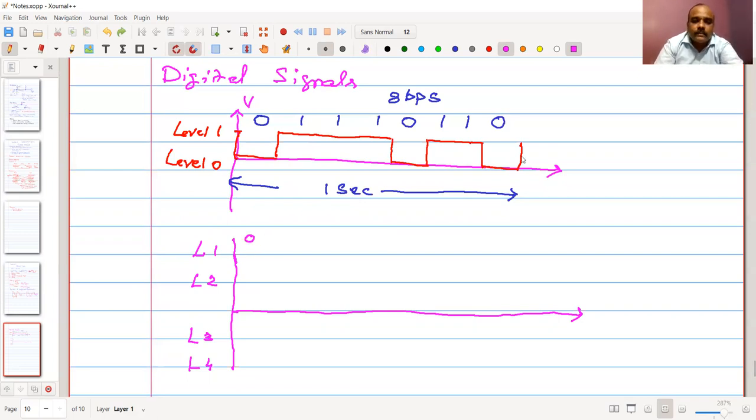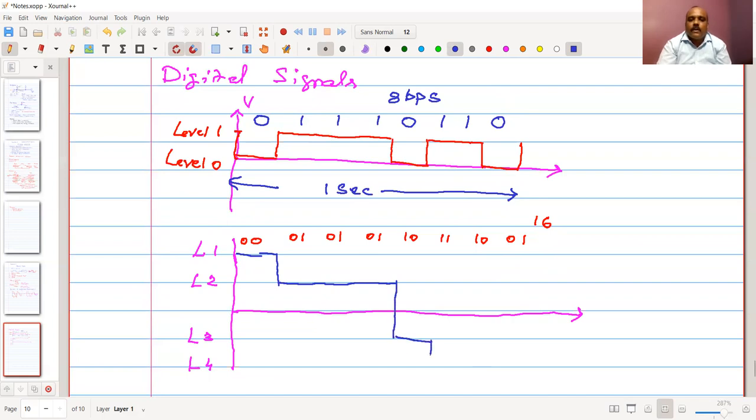So let me take 2 bits instead of 1 bit in that given time. As an example I will take 0, 1, 0, 1, 0, 1, 1, 0, 1, 1, 1, 0, and 0, 1. Now, how many bits are we taking in 1 second? We are having 16 bits in 1 second. Why did it happen? Because of taking more levels. So 0, 0, I will call level 1. 0, 1, I will call level 2. 1, 0, let me map it to level 3. And 1, 1, I will map it to level 4. Again 1, 1, 1, 0, and 0, 1.